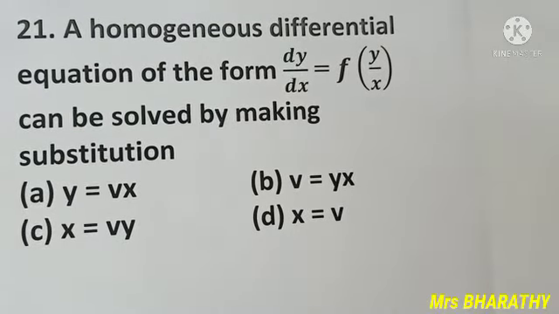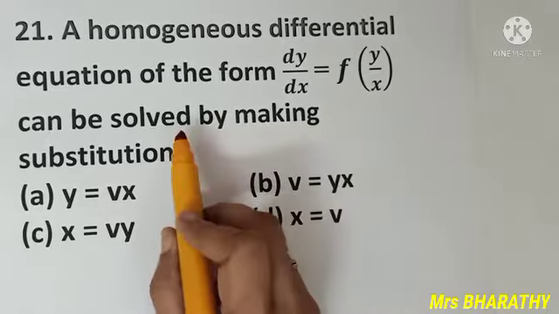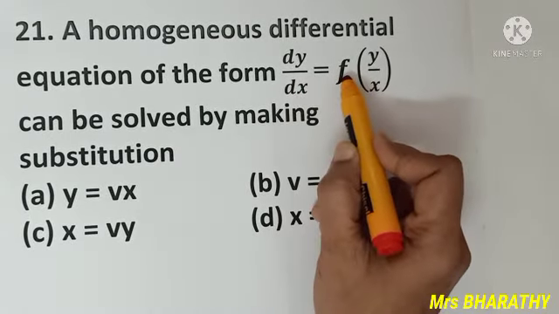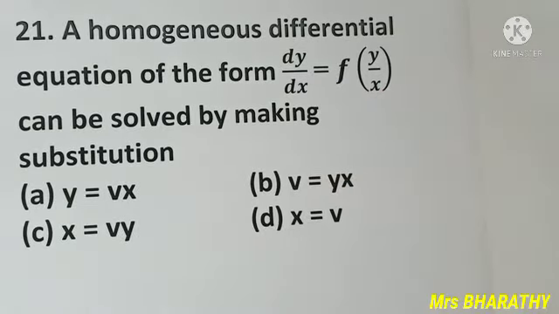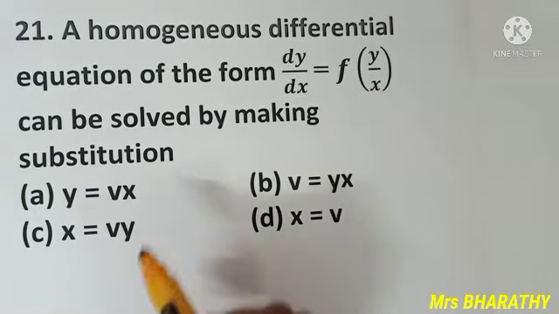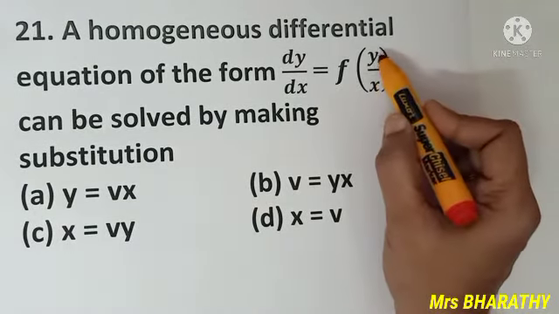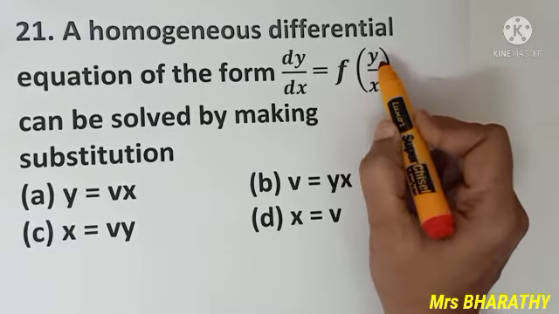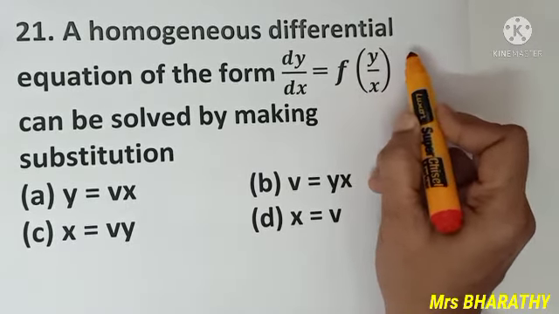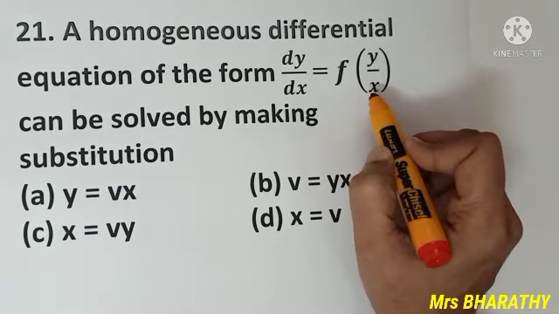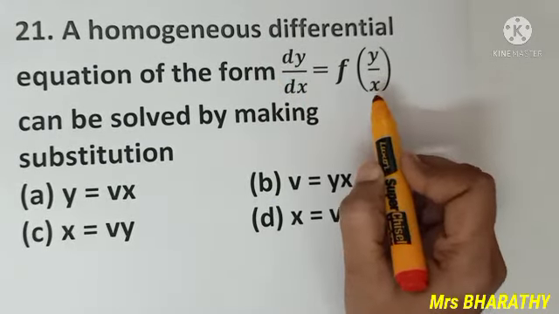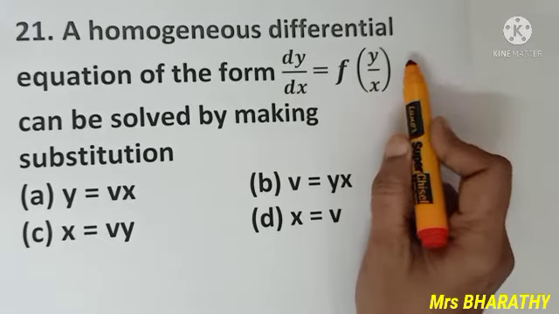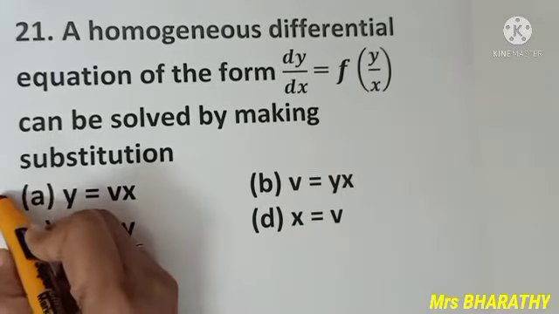Question number 21. A homogeneous differential equation of the form dy by dx equals f of y by x can be solved by making a substitution. If my question is f of y by x, a suitable substitution y equal to vx will reduce the equation as variable separable in x and v. So y equals to vx will be the ideal answer.